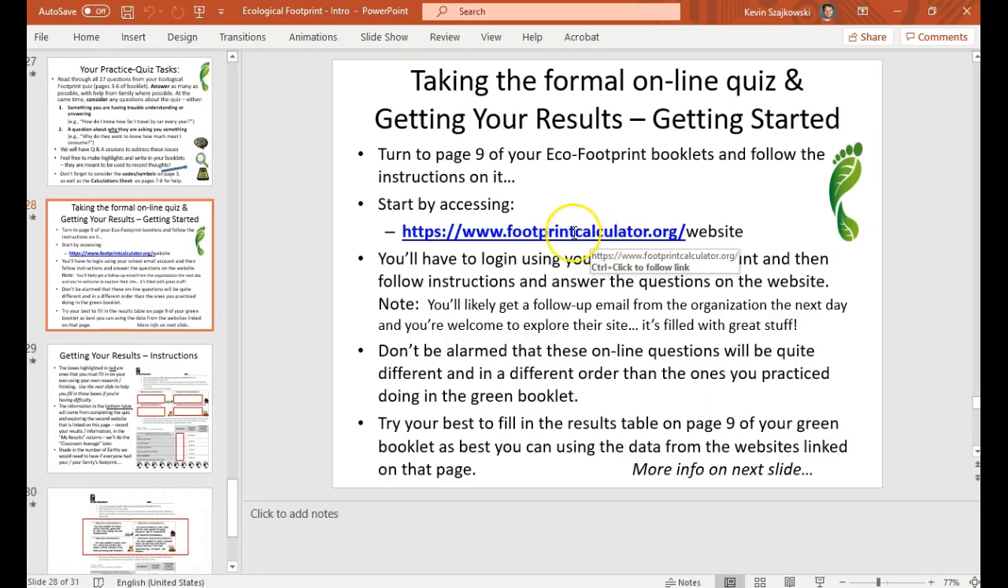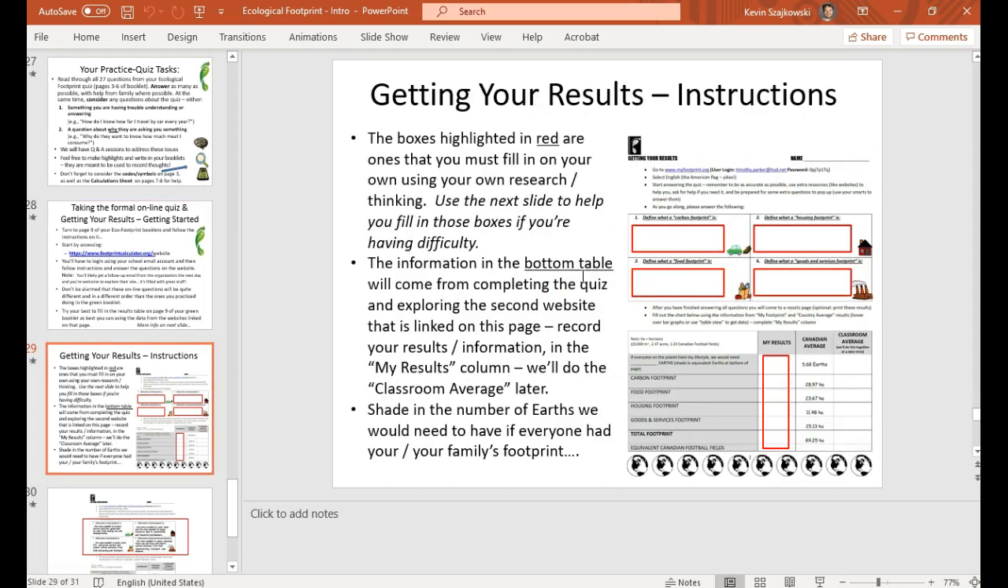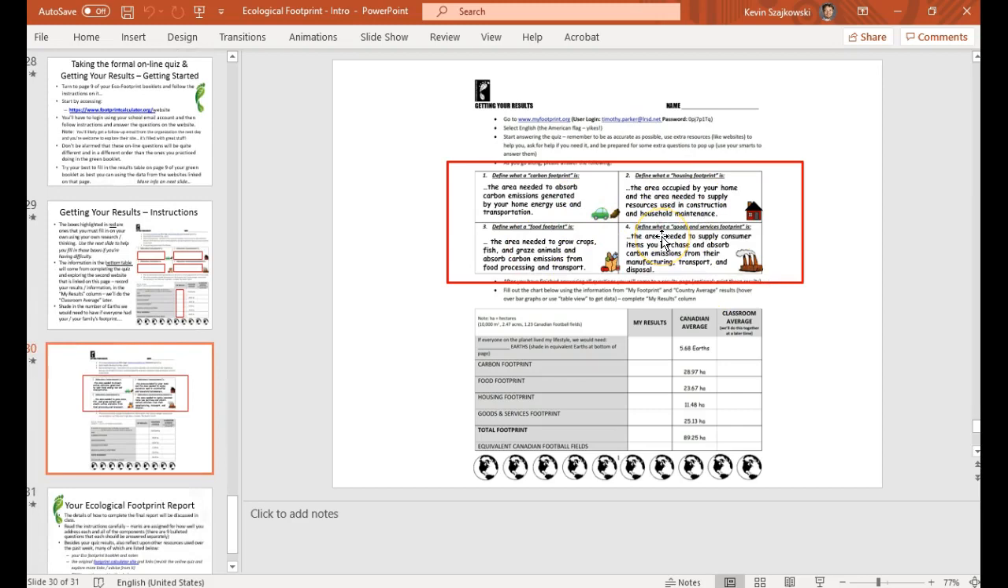Now, the actual online quiz that you should now have taken as well is linked here on this slide. When you go into this website, you're going to get asked a series of questions as well. They're not the same as the 27. They're different. When you're finished taking that quiz, we asked you to record some results on this page. Again, this page in your green booklet has some space for you to record a couple of other things, and we've given you those answers there to help you.